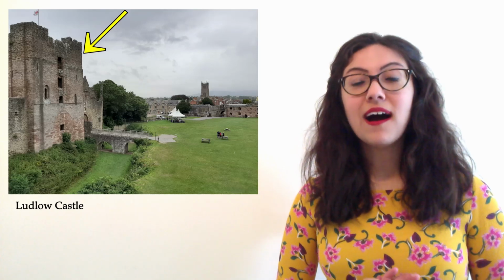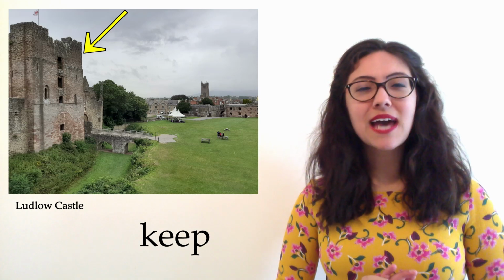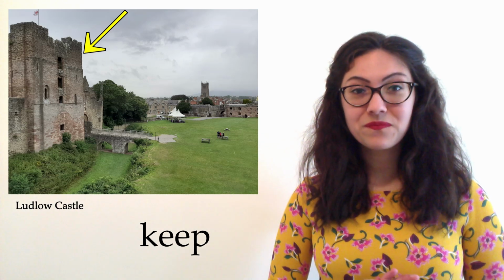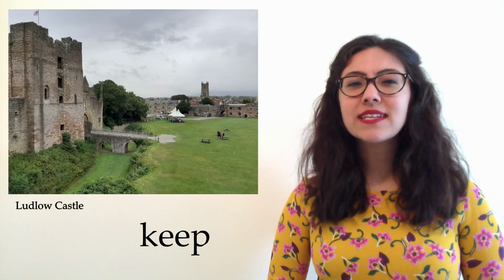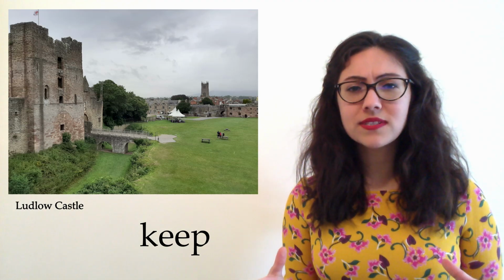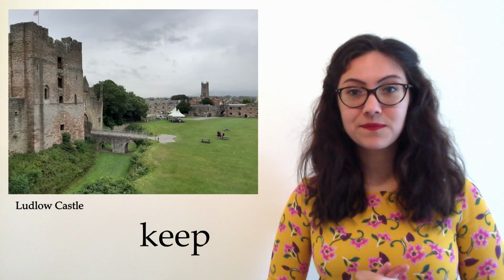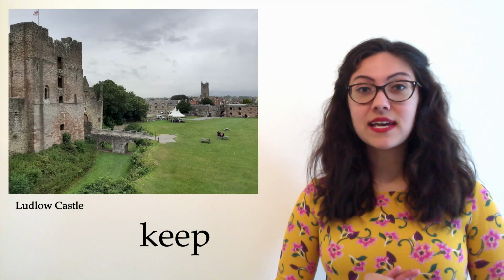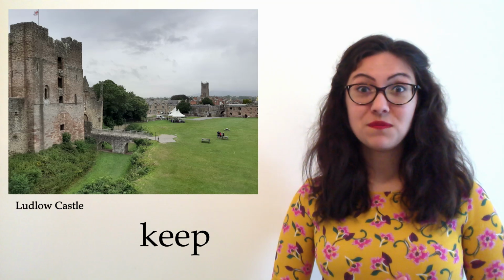Now take a look at this picture. You can see the very heart of the castle, the keep. Can you spot the tower with the flag at the top? That's it. That's the keep. The keep was right at the centre, and it was made of very thick stone walls with very, very few windows, so that it was really strong. If the castle was under attack by enemies, this was pretty much the safest place to be.